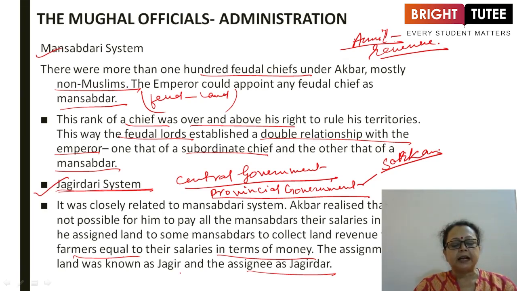So what is the Galabakshi system? When the crop was harvested, it was divided into three equal heaps.